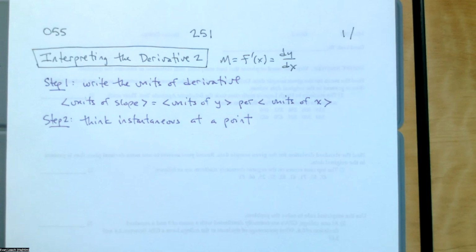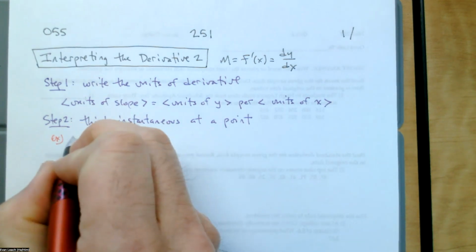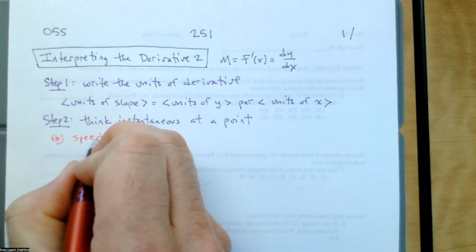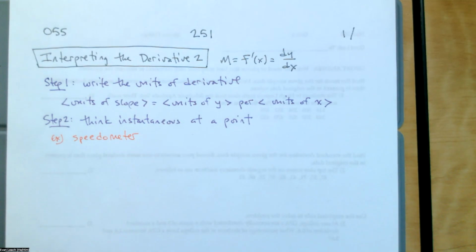Then we think instantaneous at a point. We just take that and interpret it as an instantaneous rate of change at a point. So at this moment, this is our speedometer reading. So at this moment, instantaneous at a point, our favorite example, speedometer.